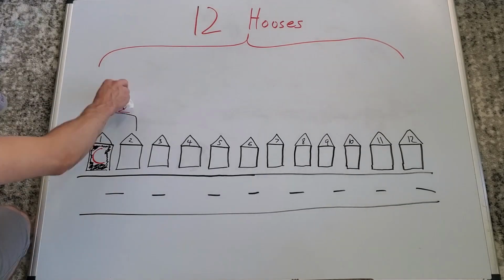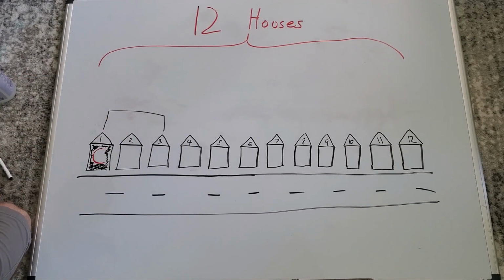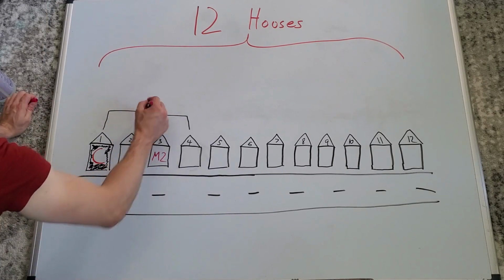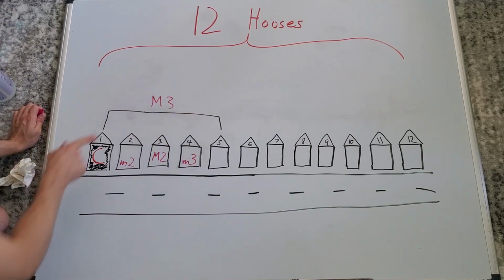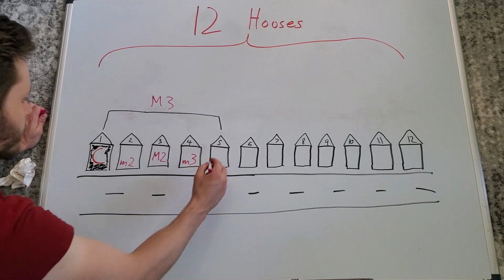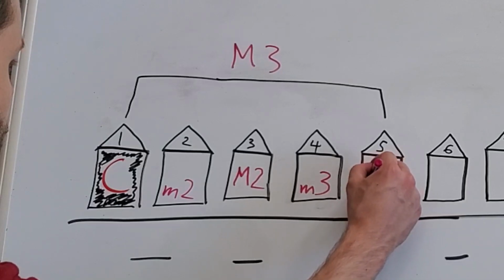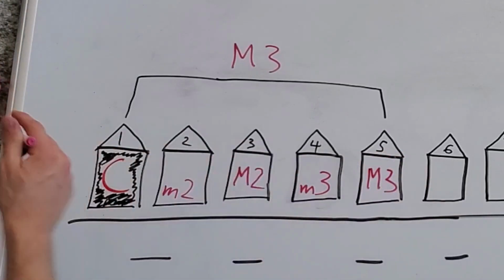Okay, so now the third house here has a major second interval. The next one is a minor third interval. And now the house after that is a major third interval. So far this kind of makes sense, right? You get a minor version and a major version of each of these, right?